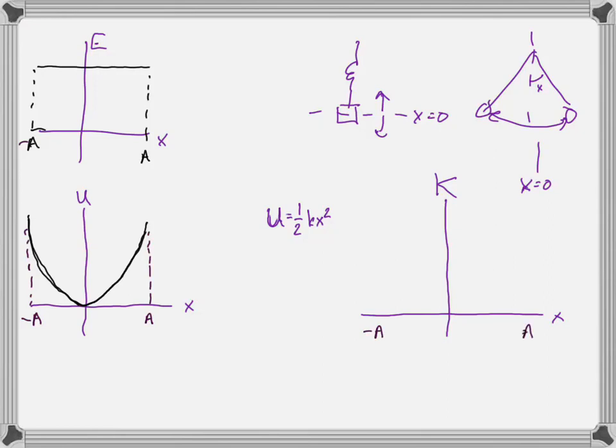What does the kinetic energy look like? Well, when the potential energy is a maximum, kinetic energy is a minimum. And when potential energy is a minimum, kinetic energy is a maximum. And so it better look like this. It's a parabola. It's the upside down parabola. Okay, so those are our energy functions.